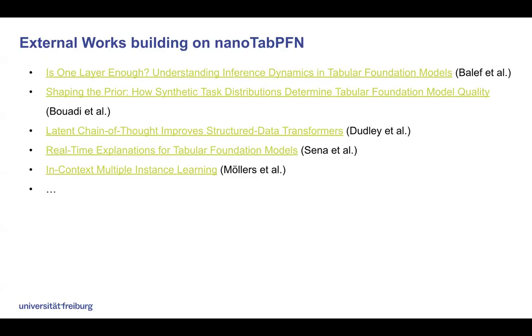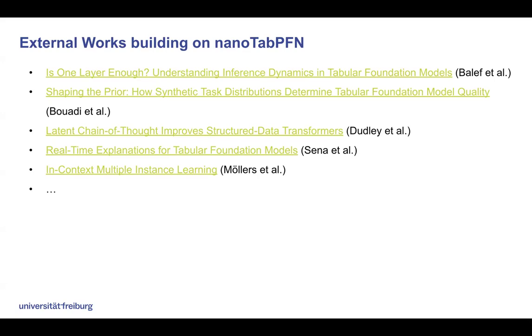This seemed very similar, coincidentally, to the prior comparison that I mentioned before. It also got accepted at the same workshop. And I think they also fixed the nanoTabPFN architecture and also used the TFN Playground implementation, similar to how my students did it. And then they also analyzed the impact of the prior.